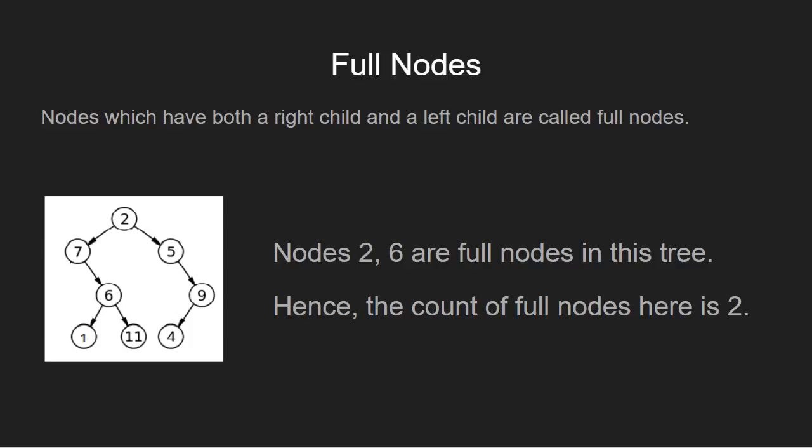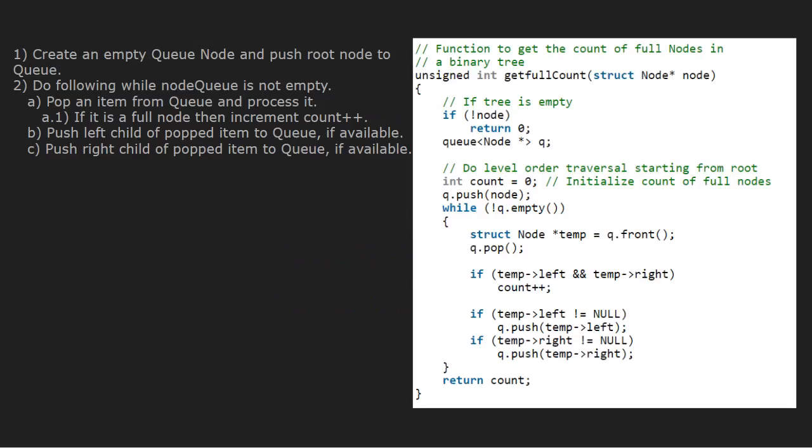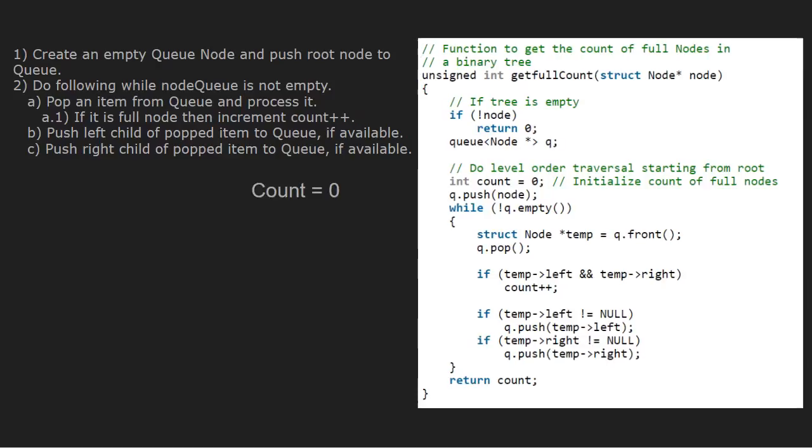Now let us see the algorithm which will assist us in finding the number of such nodes. Note that we are using a queue data structure. Also, we need a count variable to store the number of full nodes. We initialize the count to 0. Let us also have a sample tree to test our algorithm.